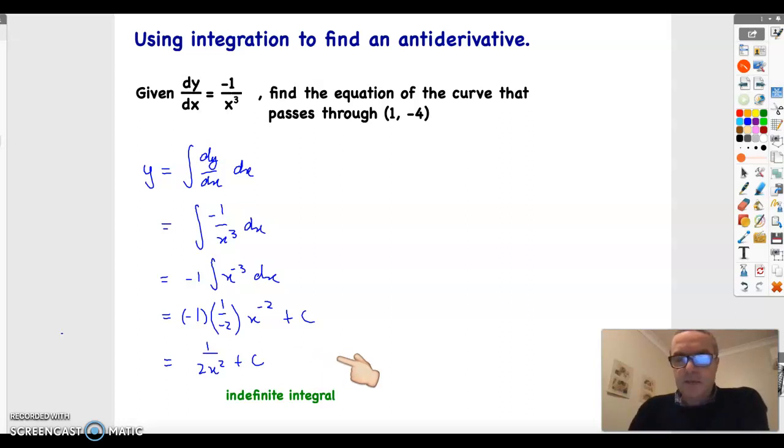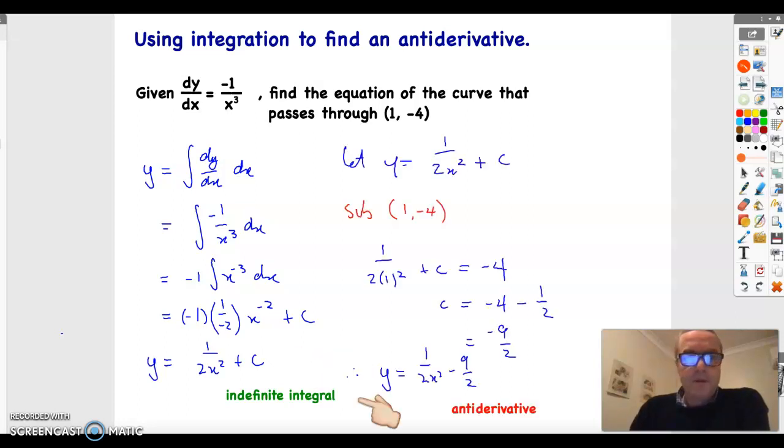Let's have a look at the second part of this solution. So here we know that our equation is of the form 1 over 2x squared plus c. We're now going to use the additional information, the coordinates that the curve passes through, and it wouldn't matter which coordinates as long as the curve does pass through those coordinates. So we're going to substitute those coordinates into our equation. That gives us an equation where we can solve for c. So in this case, solving for c gives us a constant of negative 9 over 2.